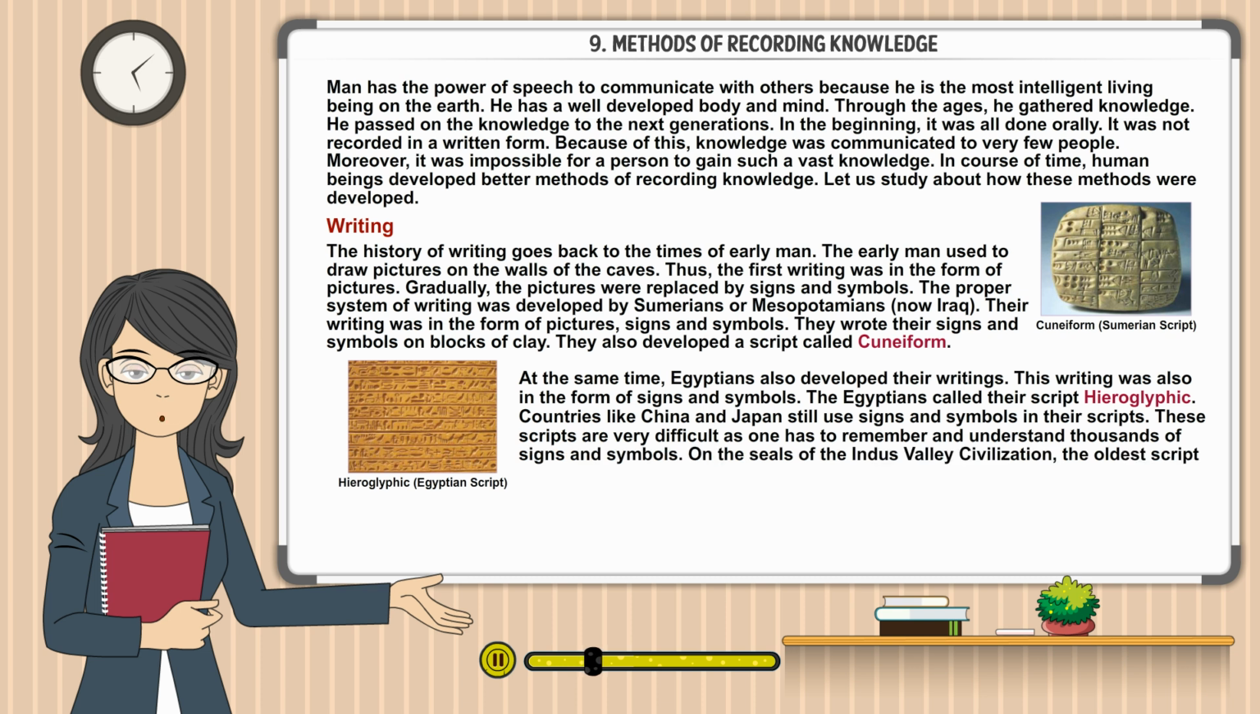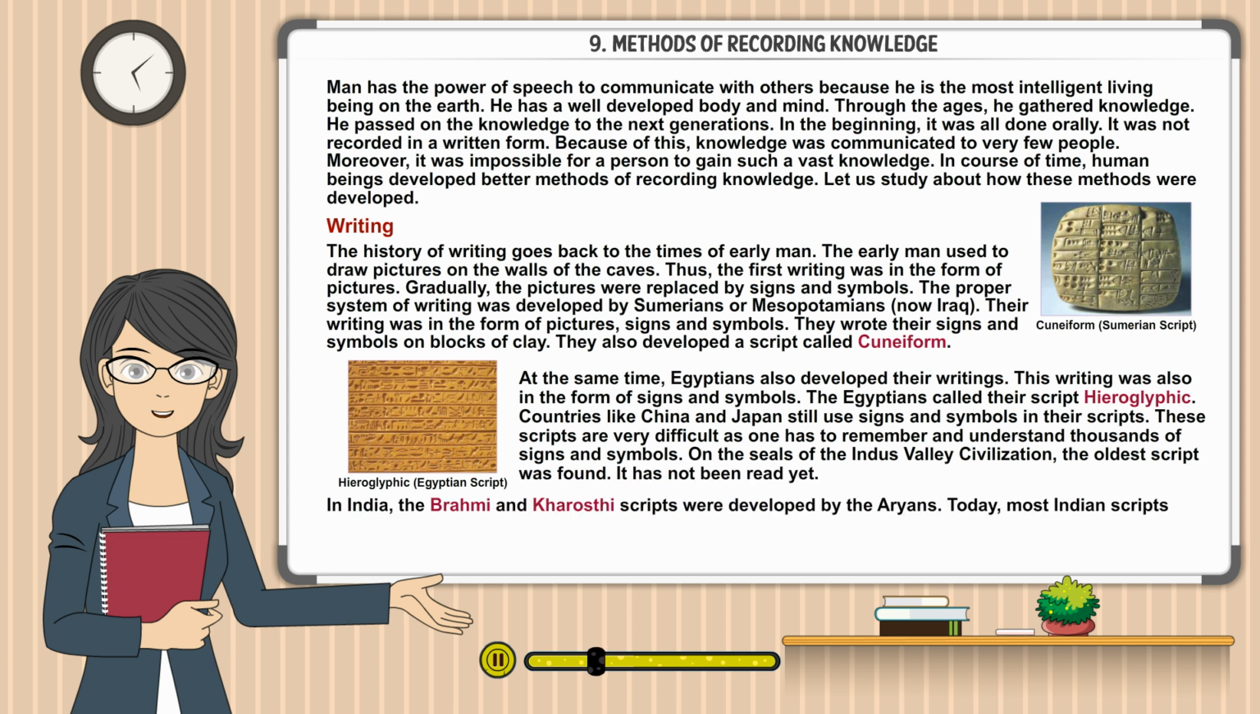On the seals of the Indus Valley civilization, the oldest script was found. It has not been read yet. In India, the Brahmi and Kharosthi scripts were developed by the Aryans. Today, most Indian scripts have been derived from the Brahmi script. The Devanagari script, used to write Hindi, has also been derived from the Brahmi script.